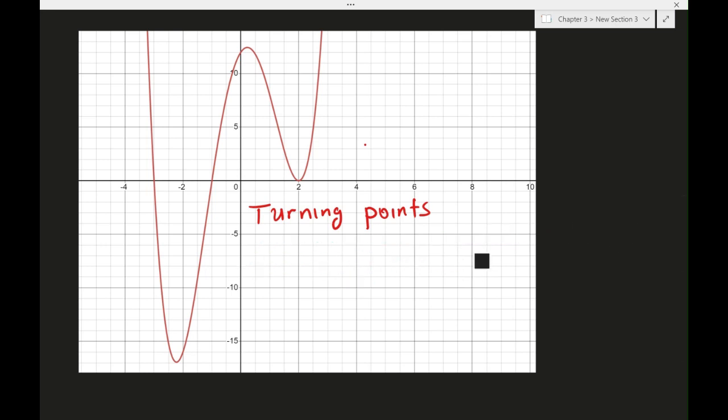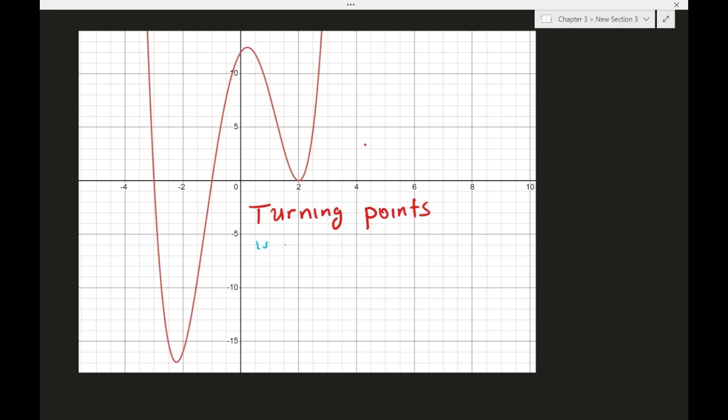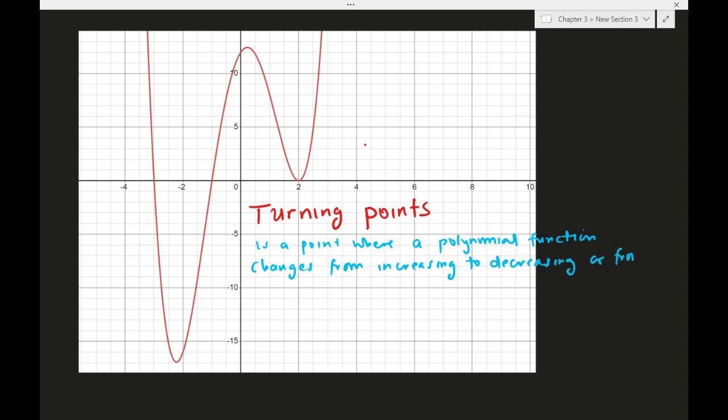Okay, turning point. What is a turning point? A turning point of a polynomial function, we can say, is a point where a polynomial function changes from increasing to decreasing, or from decreasing to increasing.